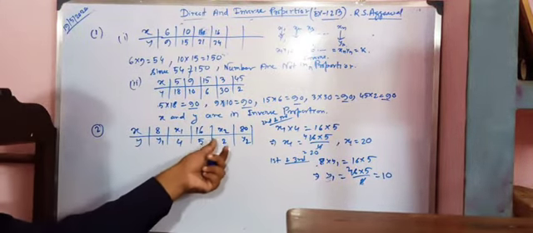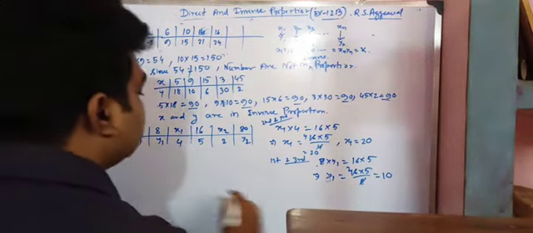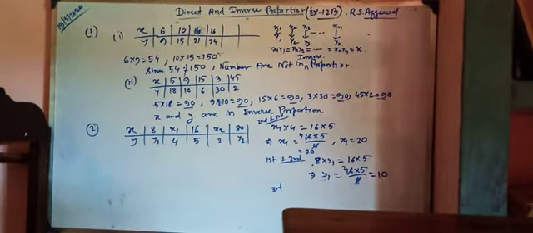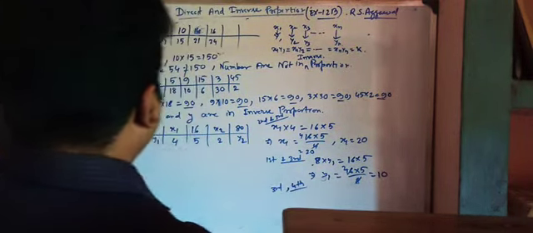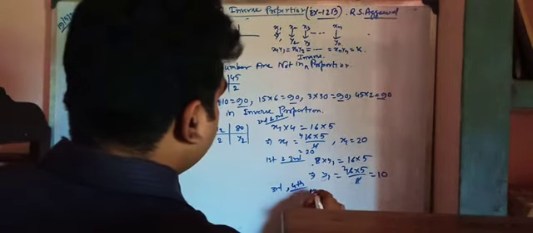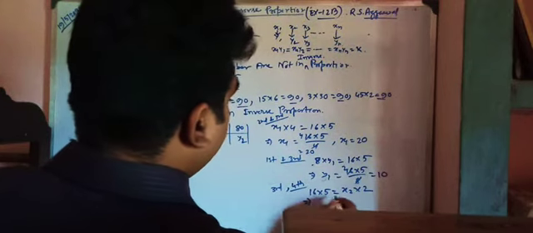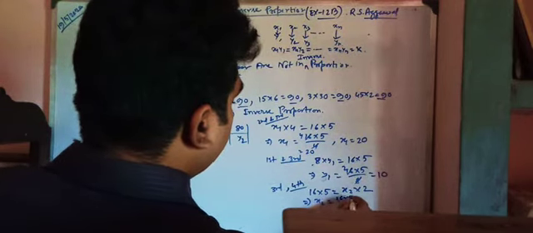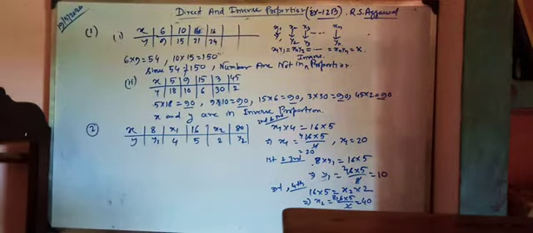Similarly, from third and fourth, we are getting 16 into 5 is equal to x2 into 2. So that means x2 is equal to 16 into 5 by 2. That is 40. So the value of x2 is equal to 40.